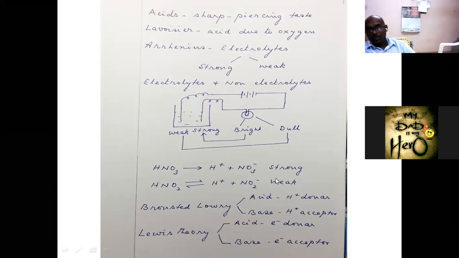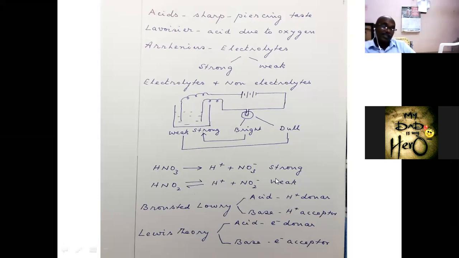Now, Bronsted and Lowry came with a new idea on acids and bases. According to Bronsted and Lowry, an acid is a proton donor and a base is a proton acceptor. According to Lewis' theory, an acid is an electron acceptor and a base is an electron donor.